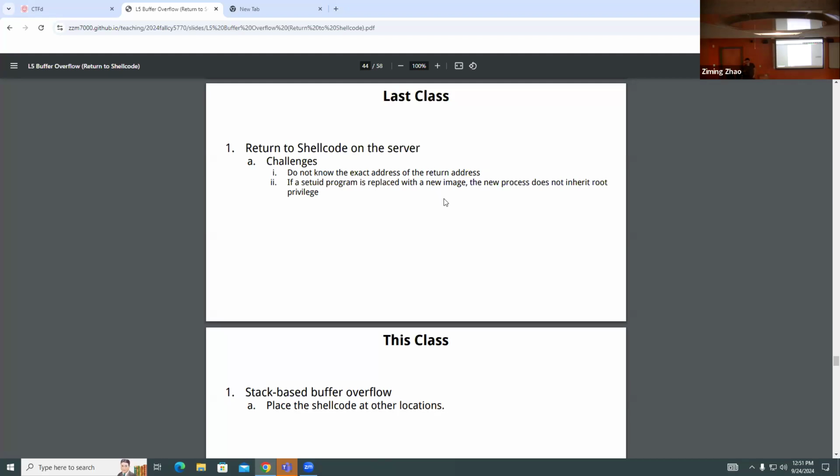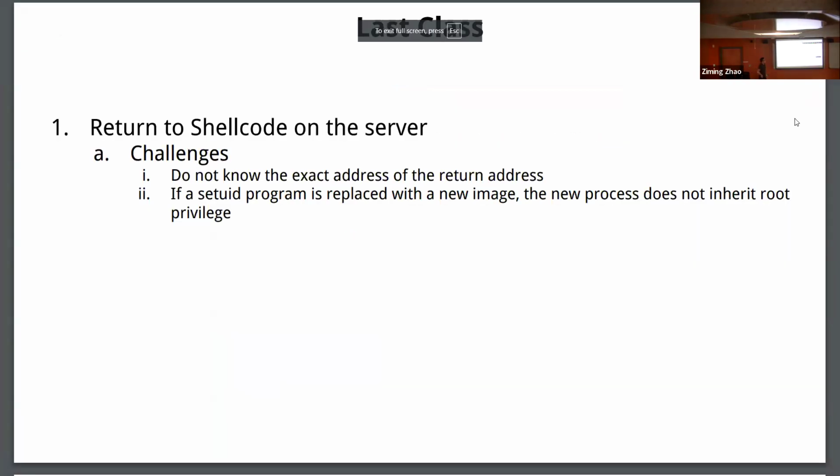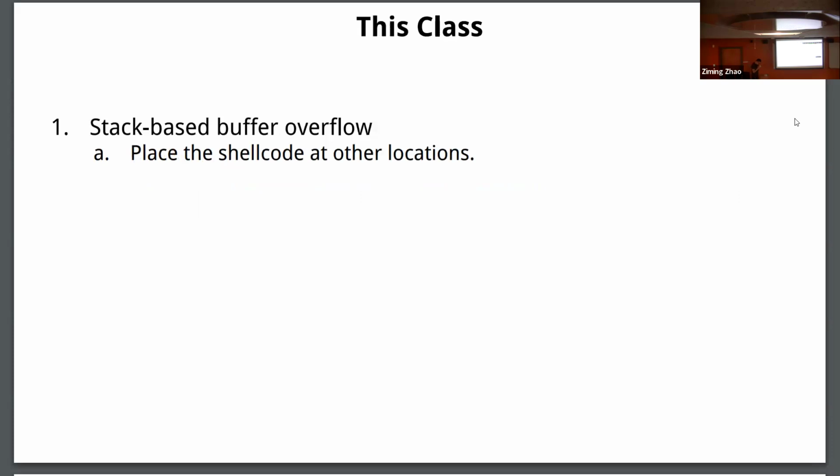Okay, so we just learned how we can return to our shellcode. There are several challenges there. First, we don't know the exact address where we should return to, where exactly our shellcode is. That's why we use logs there. Second, the setUID program is replaced with a new image, and the new process doesn't necessarily inherit the root privilege. That's why, when we want to get a shell, we need to do that setUID thing. When we are not getting a shell, we are just doing read and send file, replacing the existing program with a new image. In that case, we do not need to do that setUID.